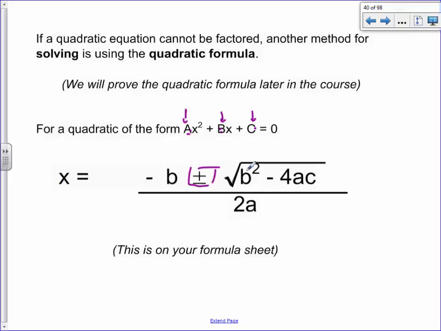Have you guys ever seen this symbol before? Did you not? What does it mean, you know?